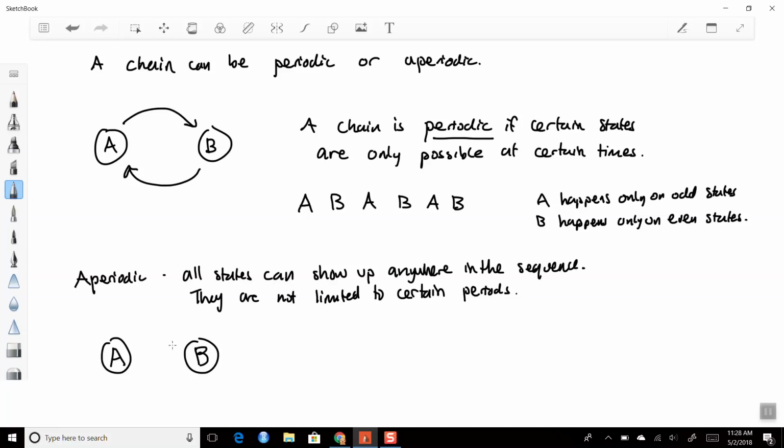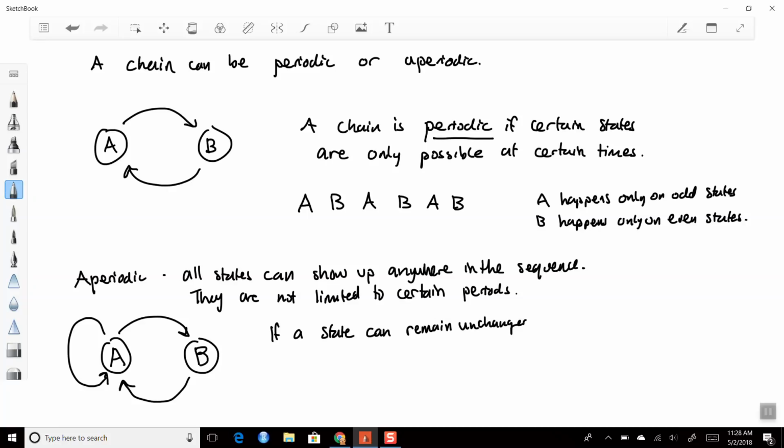Okay, and so to make something aperiodic, whoops, so we're going to have this. As long as there's one state that can return to itself, okay, then it will be an aperiodic chain. Okay, if a state can go back to itself, can remain unchanged in the next phase, then the chain will be aperiodic.